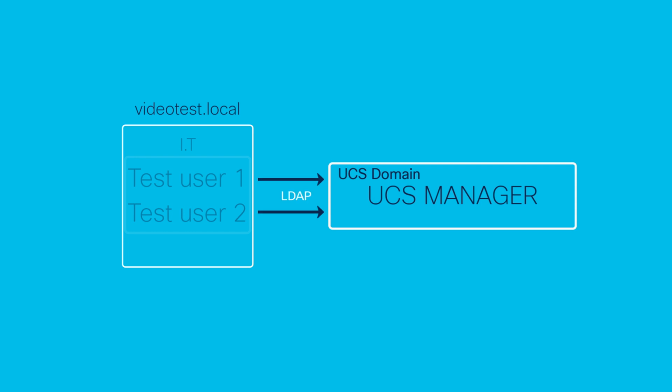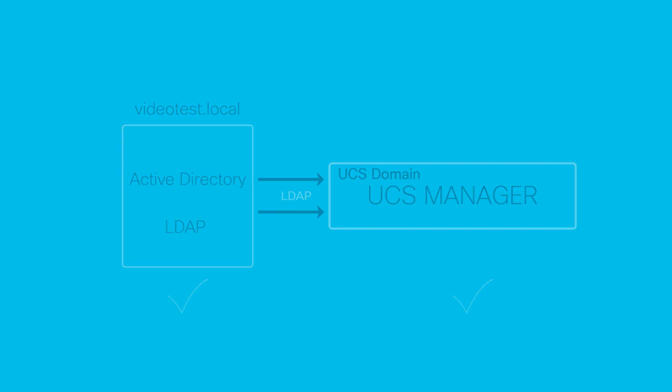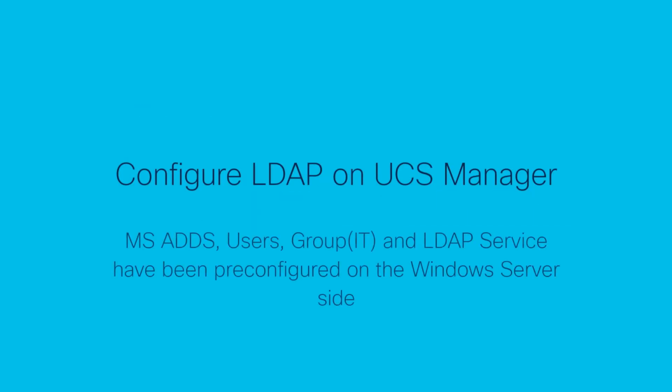Both users will use LDAP services to authenticate, granting them access to the UCS Manager dashboard. The configuration is done on both the Windows server side and on UCS Manager. The Microsoft Active Directory and LDAP services have been pre-configured and are operational. Therefore, this demo will focus on setting up UCS Manager.